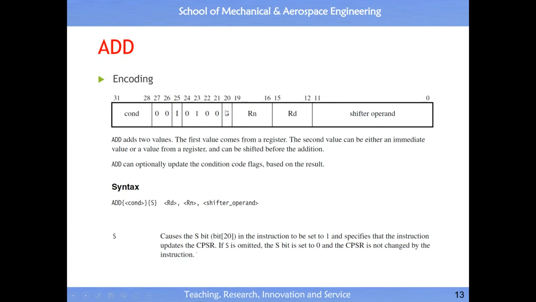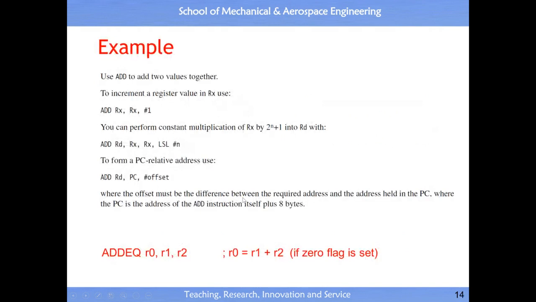And here you can set this bit to update the status register in order to produce a condition or status of a computational result. Then the syntax: you will see you can undertake a conditional computation. So this computation or data processing will occur if this condition, from the status of a computational result, is met. Okay, if it's not met, then this data processing will not occur. But for the syntax here, you must pay attention. This is the destination of the result. This indicates one input value. This indicates eventually the second input value.